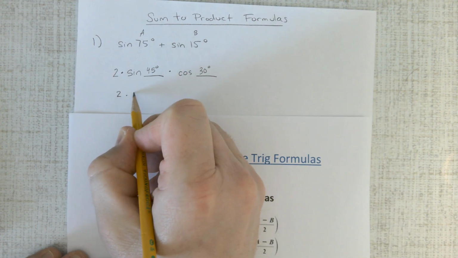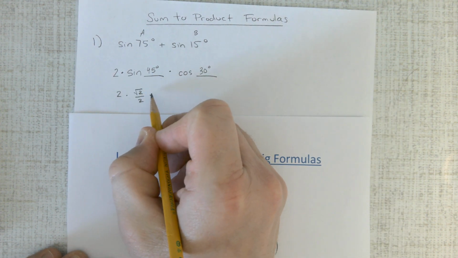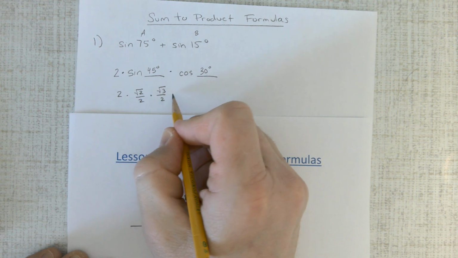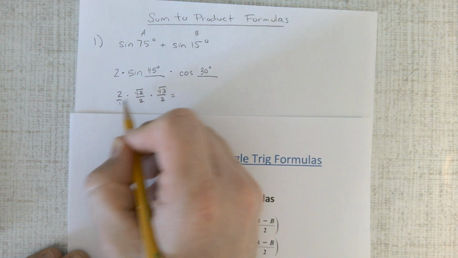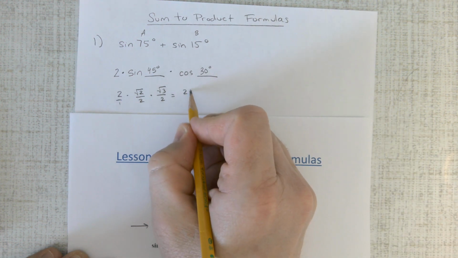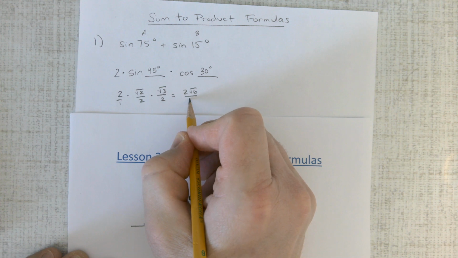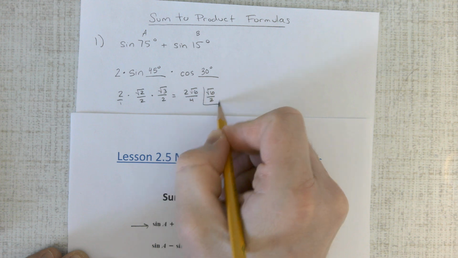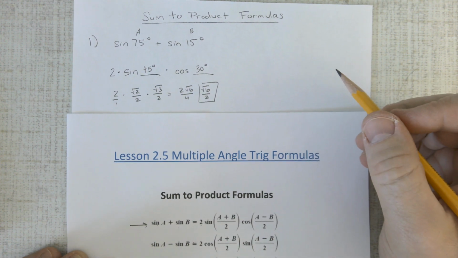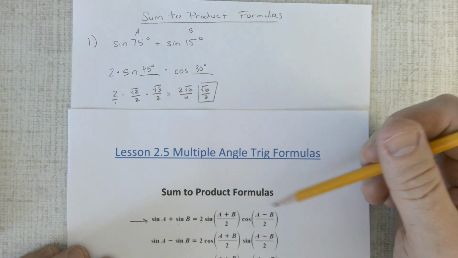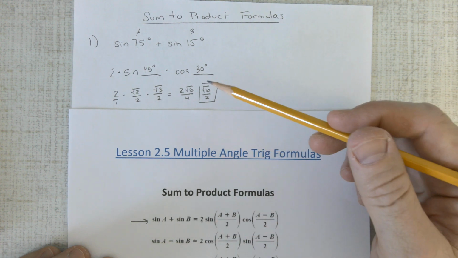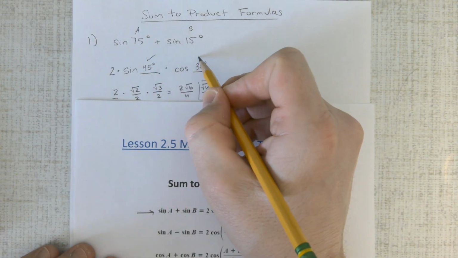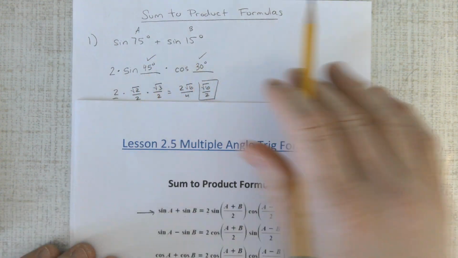2 times root 2 over 2 times root 3 over 2. Well, however you want to do it, put them all over 1, multiply across. That's 2 root 6 over 4. And then you can reduce that, root 6 over 2. The problems are just like yesterday, but we have a different set of formulas. Use these formulas very carefully, then be careful with the computation. And if you do it correctly, these will be on the unit circle. All our problems, put these on the unit circle.